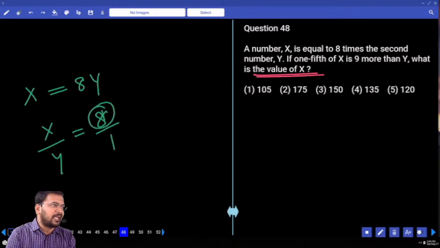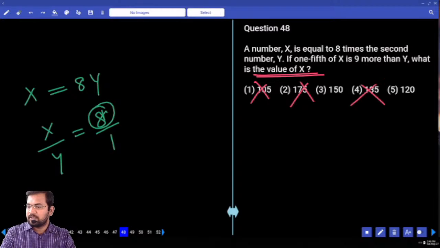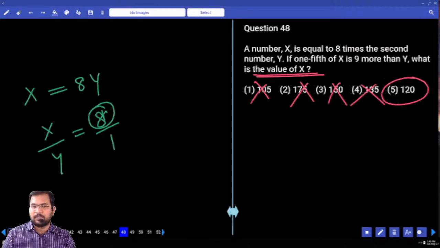Value of x should be a multiple of 8. So see the answers, which option is a multiple of 8? Only one option, that is 120. So no need to take the original value. Are you clear?